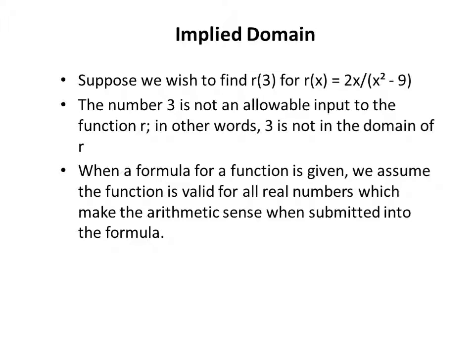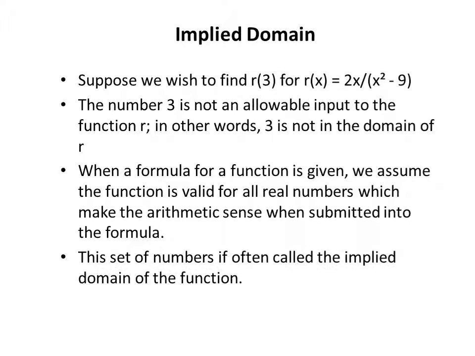Okay, so again, the domain is all real numbers except any numbers that would make your denominator undefined, or if you're dealing with the square root, you can't have a negative number under the square root. This set of numbers is often called the implied domain because the domain is all real numbers except if there is any number that's going to make my function undefined, then those numbers are excluded from the domain.